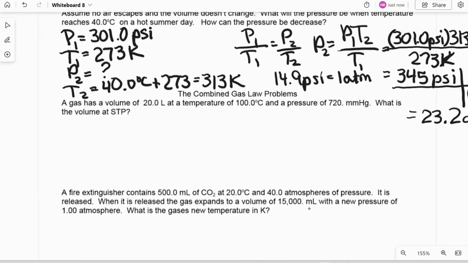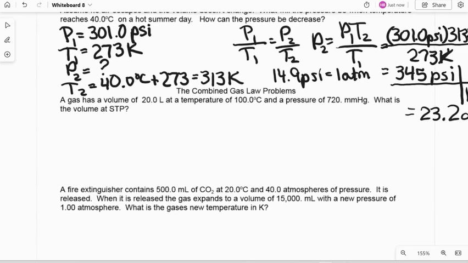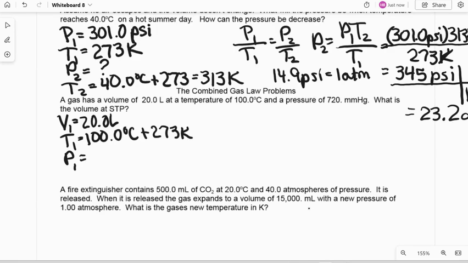The combined gas law problems. Next one says a gas has a volume of, let's start writing these down right away, 20 liters, a temperature of 100.0 degrees Celsius. Let's go ahead and add 273 right away, and a pressure of 720 millimeters of mercury. What is the new volume at STP?